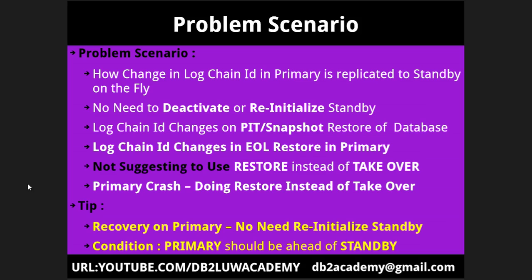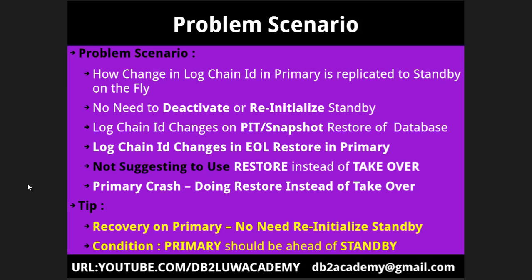The problem scenario is we want to demonstrate how a change in log chain ID in the primary is replicated to the standby in a HADR setup on the fly. So there is no need to deactivate or reinitialize standby. By reinitialize, I mean taking a backup of the primary and then restoring it on the standby. So the reinitialization is not required, and also there is no need to deactivate the standby. It can be up and running, and on the fly the log chain ID change will be replicated to the standby. So that is what I wanted to share as a tip.